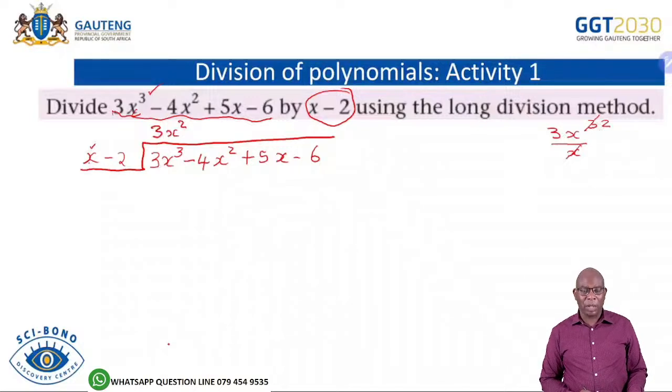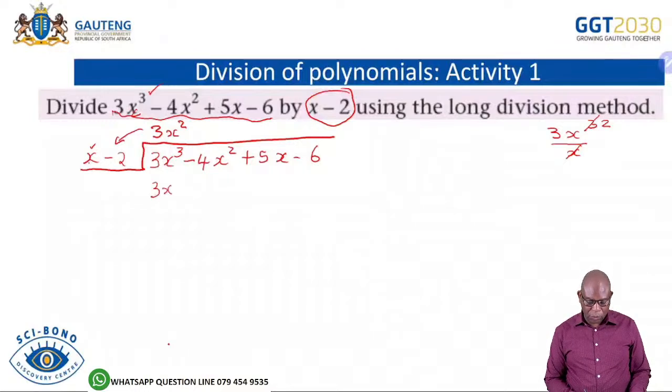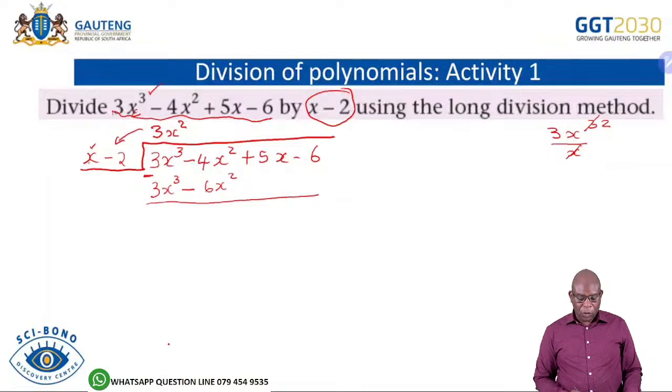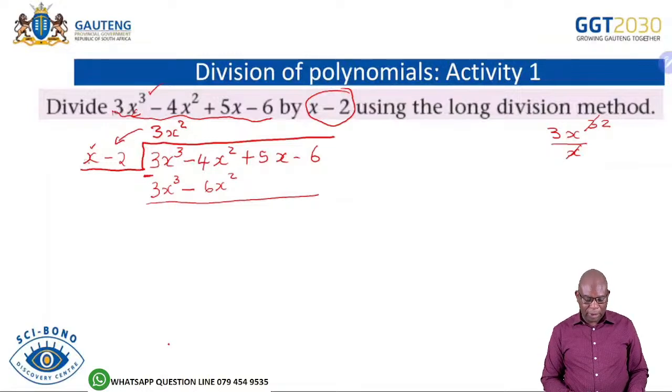Right, what should I do with the 3x squared? I must multiply it by that whole thing there. So I'm going to get 3x cubed minus 6x squared. Then I'm going to subtract. Remember, I multiply the 3x squared times x, which gives us 3x cubed. 3x squared multiplied by negative 2 gives us a negative 6x squared. Now I subtract. The first part will always give us 0. Then we have negative 4x squared, minus a negative, so it's a positive. My answer there is going to be plus 2x squared. I drop down the rest, 5x minus 6, because I'm just subtracting a 0 there.